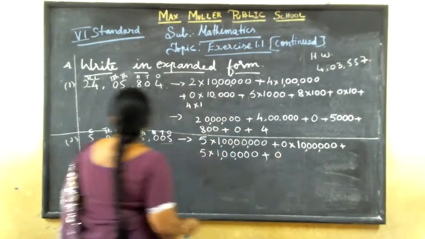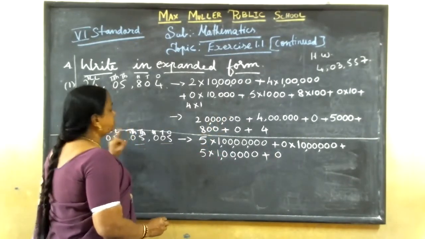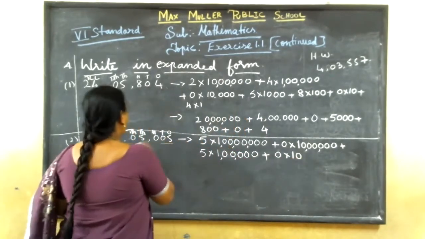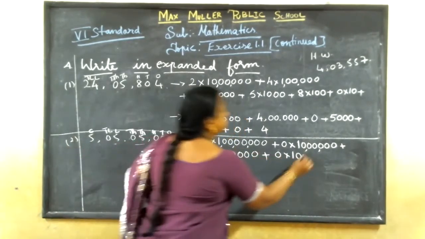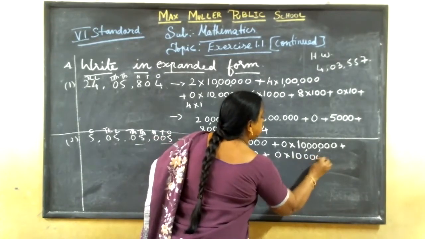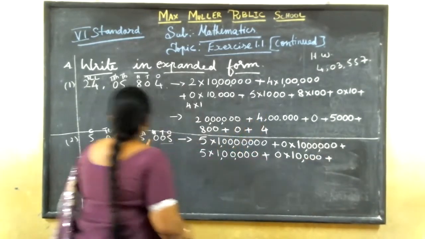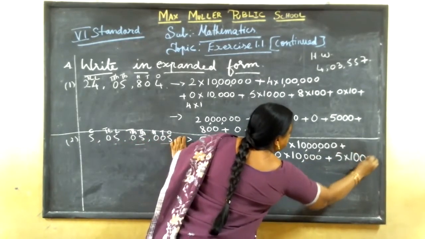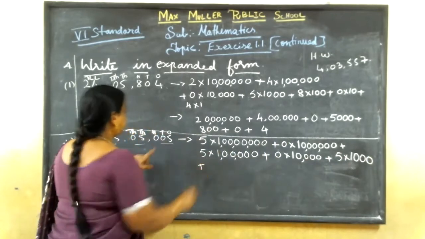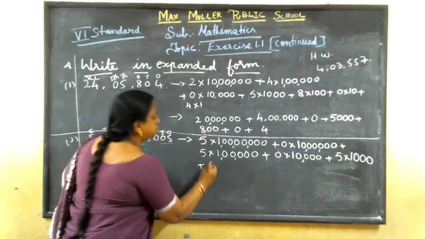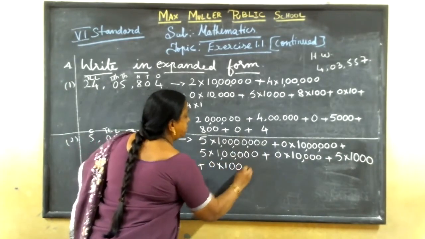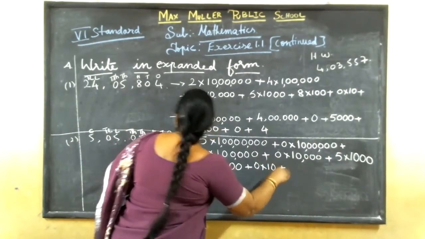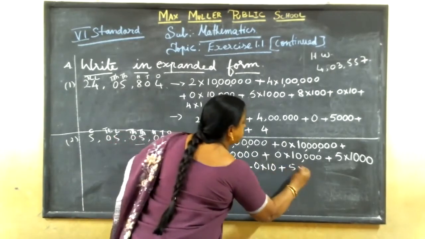Next digit, 0. 0 is in which place? 10,000 place. So 10,000, how many zeros? 1, 2, 3, 4 zeros. 1 followed by 4 zeros, 10,000. Plus 5 is in the thousands place. 5 into 1,000, plus 0 is in the 100 place. 0 into 100, plus 0 into 10, plus 5 is in the ones place. 5 into 1. Got it?